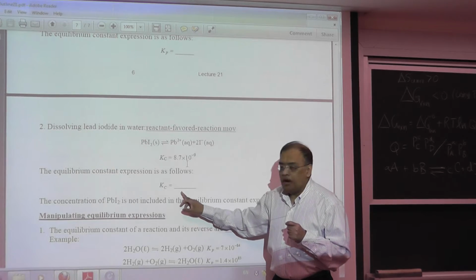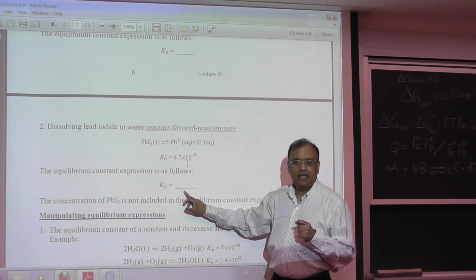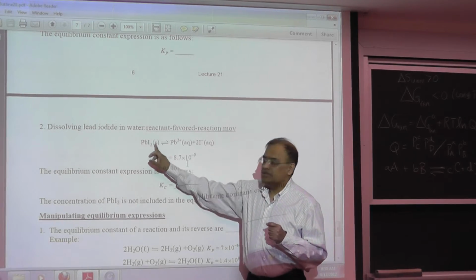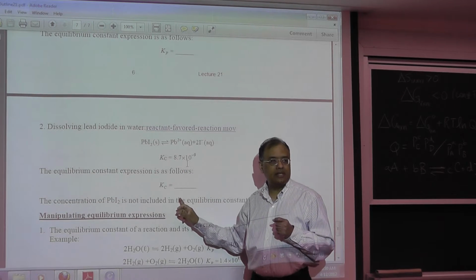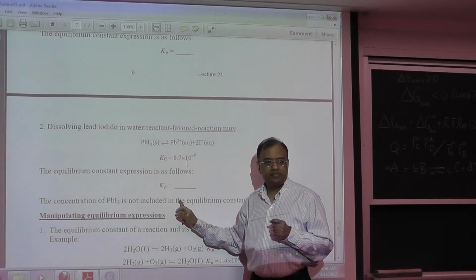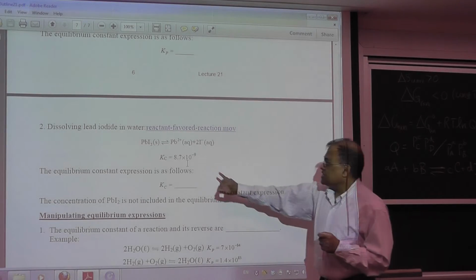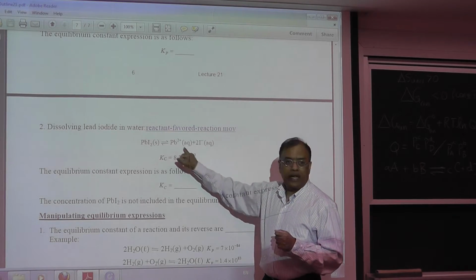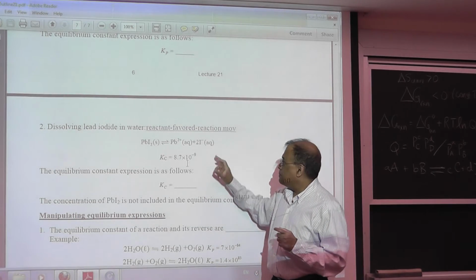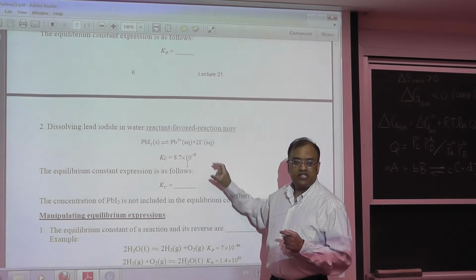Okay? The denominator does not contain this quantity here. We will prove that next class. So what is the equilibrium constant? The equilibrium constant is just going to be the lead 2 plus concentration multiplied by the iodide concentration squared.